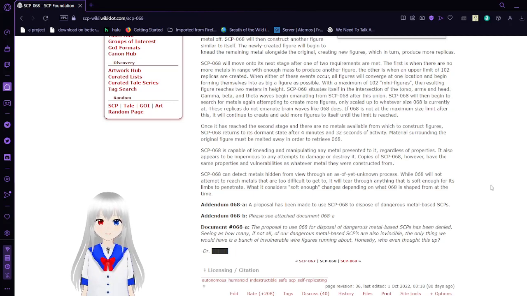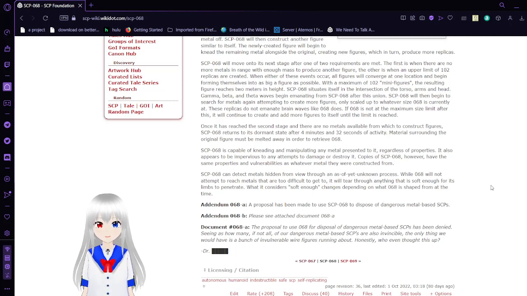Gamma, beta, and theta rays begin emanating from SCP-68 after its union. SCP-68 will then begin to search for metals again, attempting to create more figures, only up to whatever size SCP-68 is currently. These replicas do not emanate brain waves like SCP-68 does.